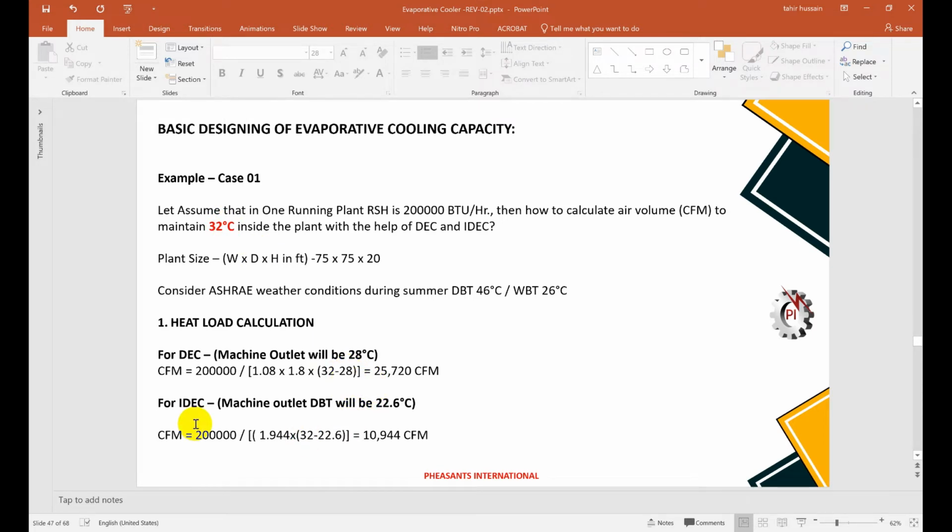If we are using the two-stage IDEC system, our outlet temperature will be 22.6 degrees centigrade, as we did in the example in our last slides. So now the CFM will come to 10,944. If this is not the food industry, but a warehouse or office area or a mall, and we make the comparison of the two, see how much huge energy we are saving in the shape of airflow. We need less airflow as compared to the DEC system.